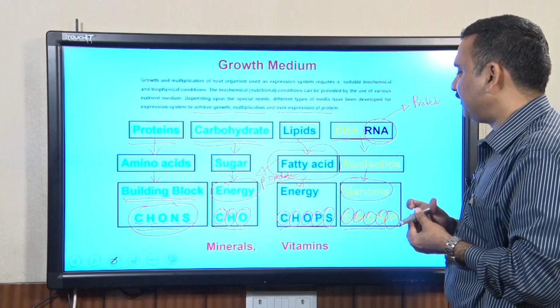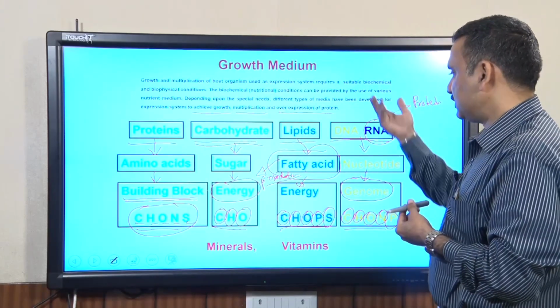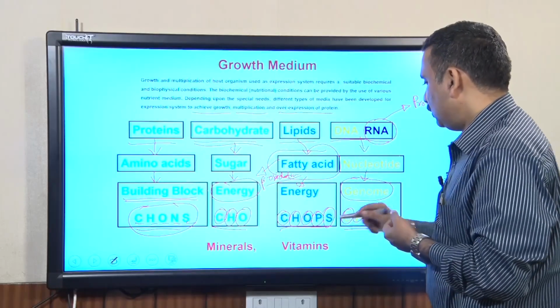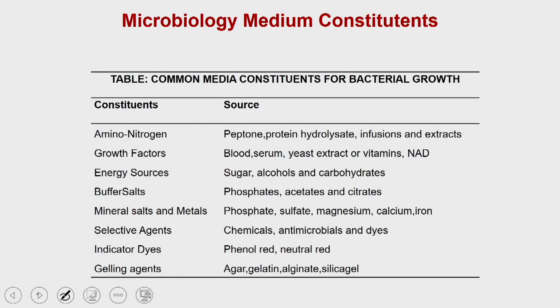So, there are different types of media molecules which people can use. And apart from these biomolecules, you also need to provide a small amount of minerals as well as vitamins as a source, so that the organism can grow optimally. So, there are different constituents which you can use to provide the different types of sources.